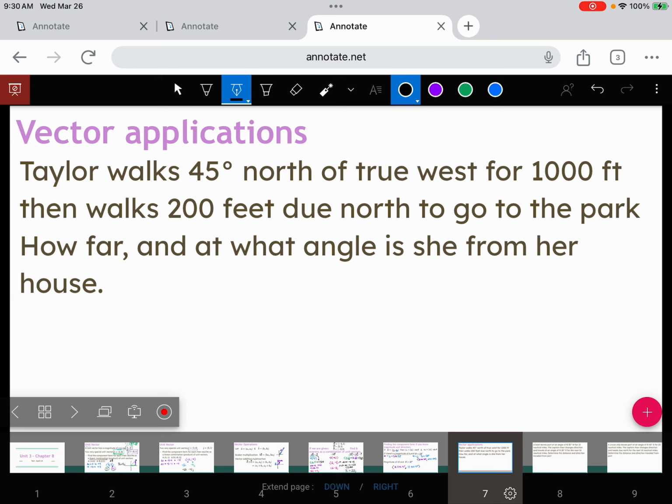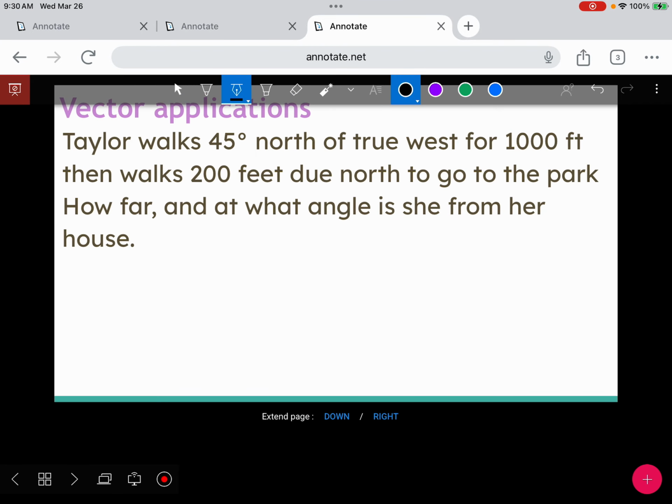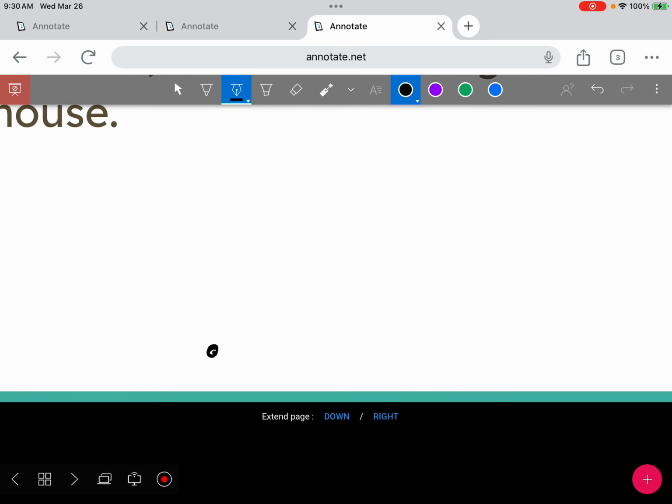All right. Here we've got that Taylor is walking 45 degrees north of true west for 1,000 feet, and then goes 200 feet due north to the park. We want to know how far she is and what angle she is from her house. So first things first, let's figure out what this looks like. I'm going to say that this point down here at the bottom is going to be her house.